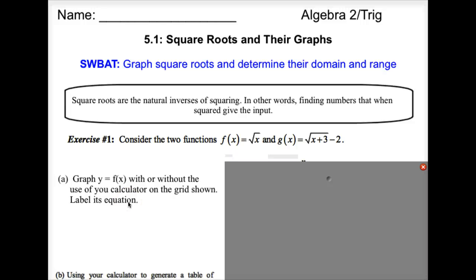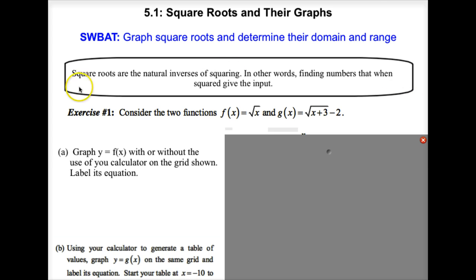Here we are, guys, Unit 5, which is about radicals. Today we're going to talk about square roots and their graph. So our objective for today is that students will be able to graph square root functions and determine their domain and range. So the first thing that we need to just recall is that square roots are the natural inverses of squaring. In other words, finding numbers that when you square them would give you an input.